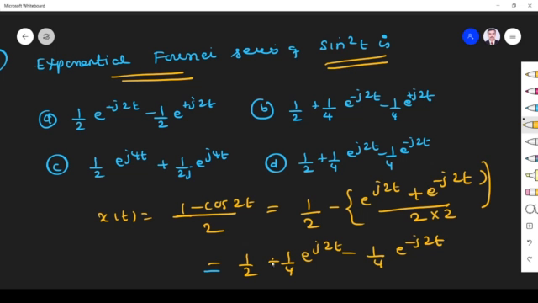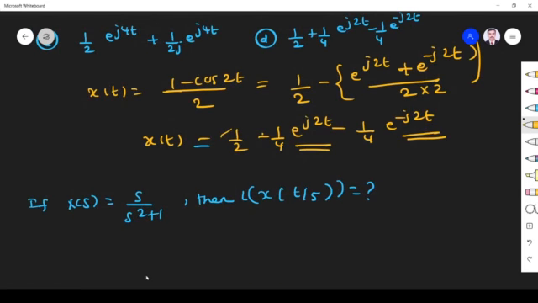So the answer is 1 by 2 minus 1 by 4 e power j 2t minus 1 by 4 e power minus j 2t. This one should also be minus. Right? So I think it should be minus. So option B may be correct. So this is an exponential Fourier series. See, everything is expressed in terms of exponents, so it is called exponential Fourier series.